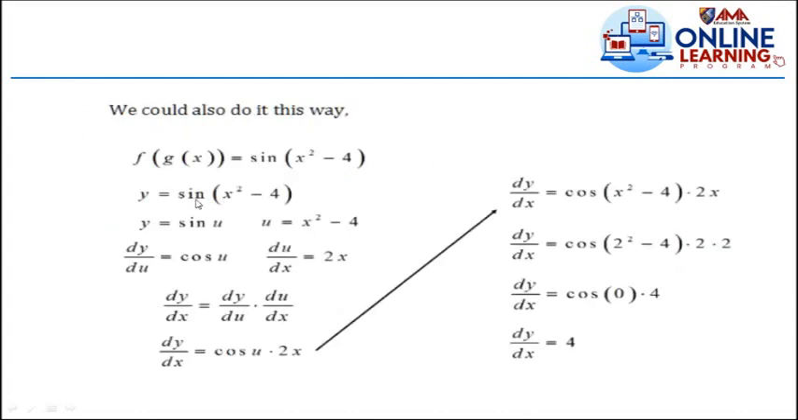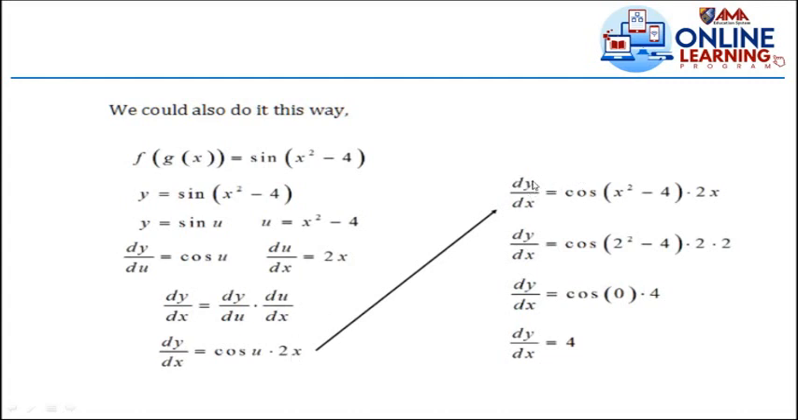If y is equal to sine of the quantity x squared minus 4, that is y equals sine u, and u equals x squared minus 4. dy/du is the derivative of sine u, which is cosine u. The derivative of u, we have 2x. So dy/dx is equal to dy/du multiplied by du/dx. So dy/dx is equal to cosine u, that is your dy/du, multiplied by du/dx, that is 2x.